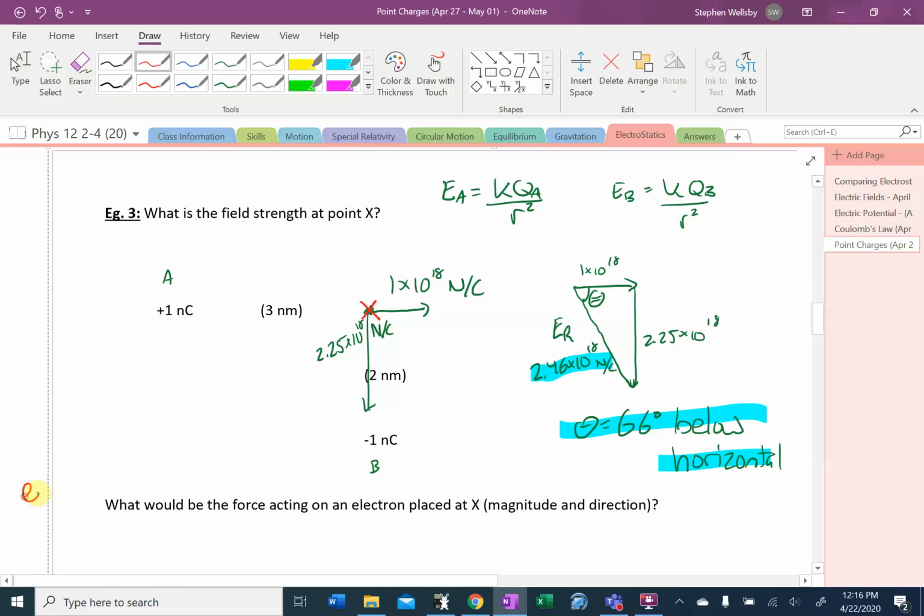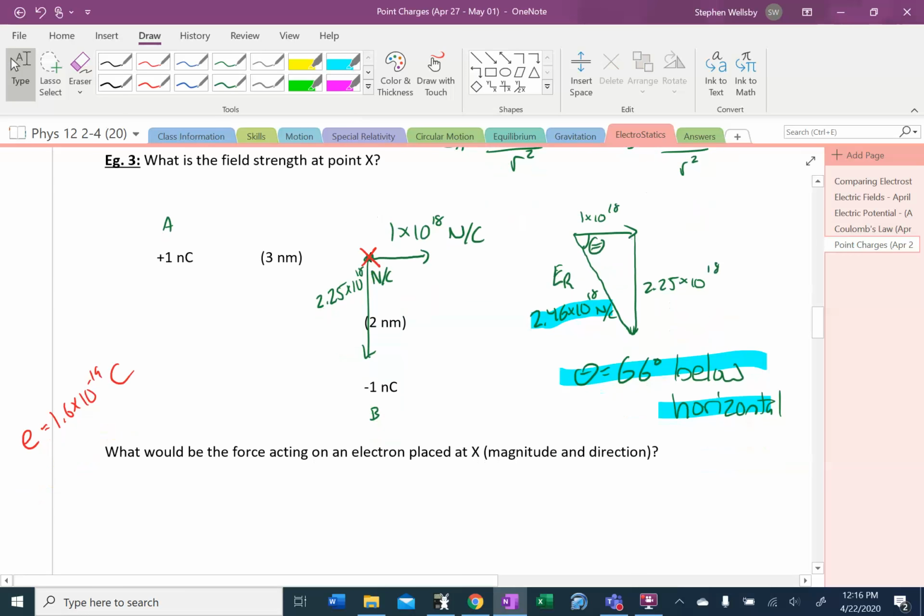Again, just a reminder, the charge e is 1.6 times 10 to the negative 19 coulombs. So try solving this question here based on the previous information. And pause the video now to give that a shot. Okay, well, if you're back, let's try and solve this one.